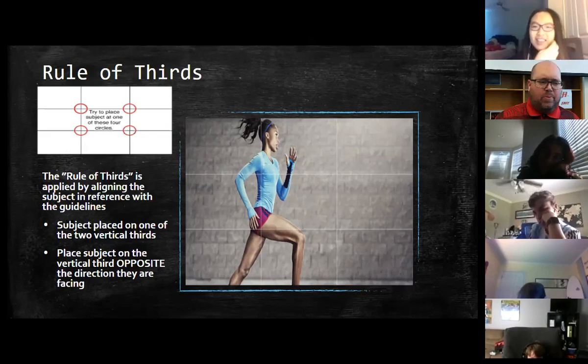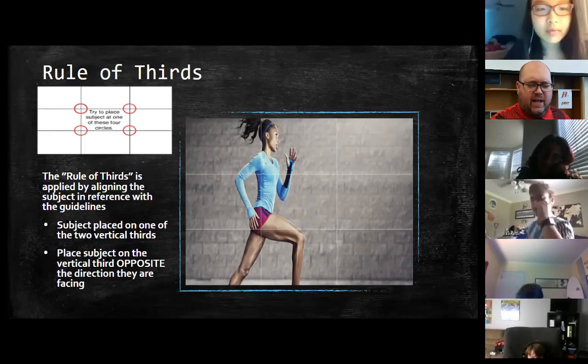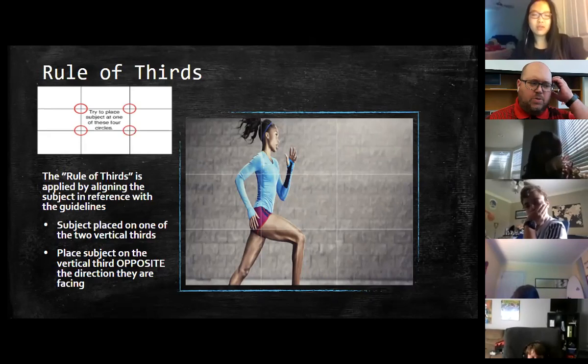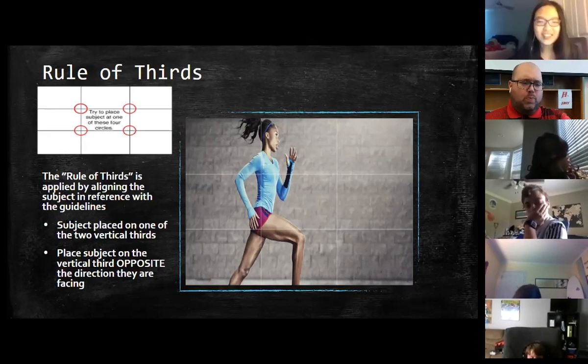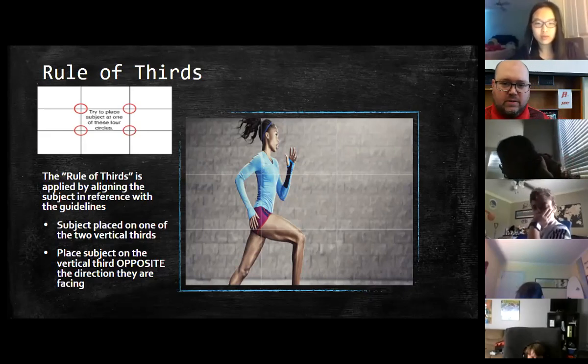Okay? And plus, even if she isn't running out of the frame, even if you think of it like where it's almost like a wall, it looks like she's about to run into something. Okay? Because the edge of your shot is there. So it's a much more attractive shot to put your subject on the third opposite the way they're facing. Okay? So that's our goal.